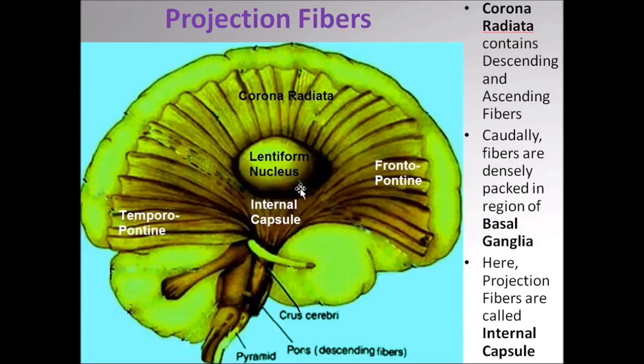I would like you to take a look at this fact that this corona radiata has been indented from the lateral aspect by one nucleus here, which is referred to as the lentiform nucleus. And another important point is this corona radiata is located just inside the brain, inside the white matter of the brain. As these fibers converge caudally, they become more tightly packed, and in the region of the basal ganglia, they come to be known as the internal capsule, which is going to be the main topic for today.